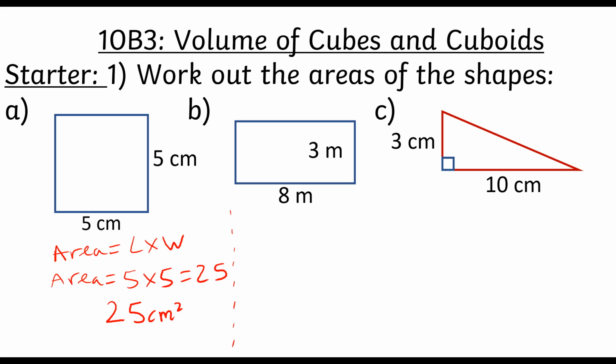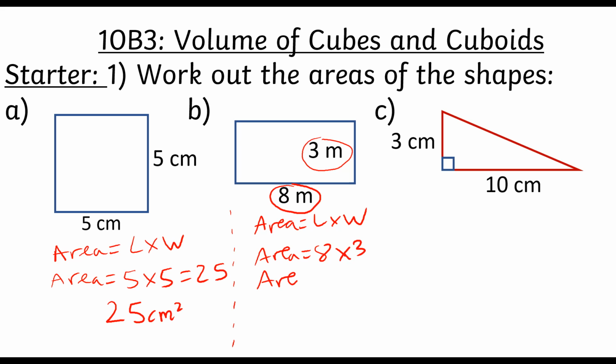The second shape is a rectangle. And once again, the area is going to be length times width. And we can see that it has a length of 8 meters and a width of 3 meters. So we just need to do 8 multiplied by 3. So the area is going to be 24. And pay attention to the units. The lengths are measured in meters, so the area is in meters squared.